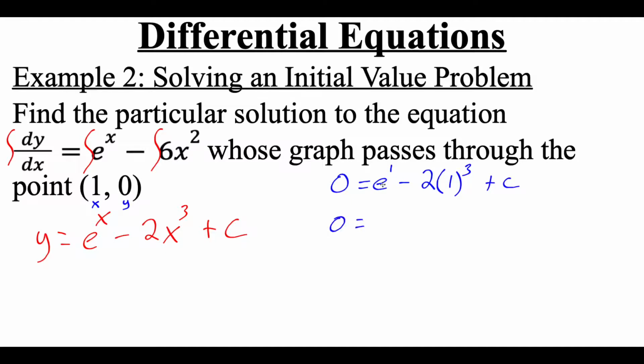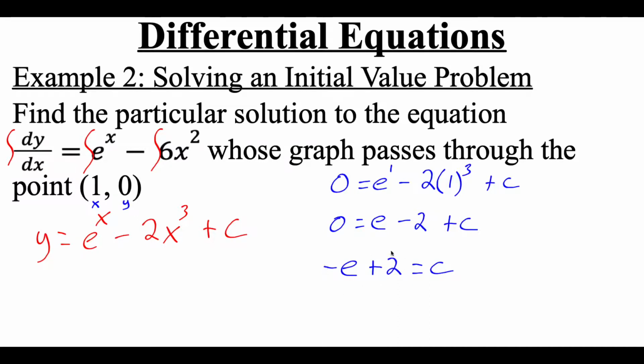So on the right-hand side, e to the first power is just e. 1 cubed is 1, times 2 is 2, so this says minus 2, plus c. And we're trying to solve to get c alone. So I'm going to subtract this e over to the other side, so it becomes a negative e, and I'm going to add this 2 over to the other side. So we get a c value of negative e plus 2.